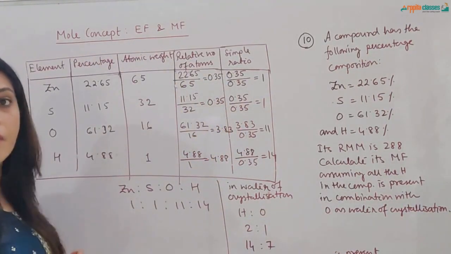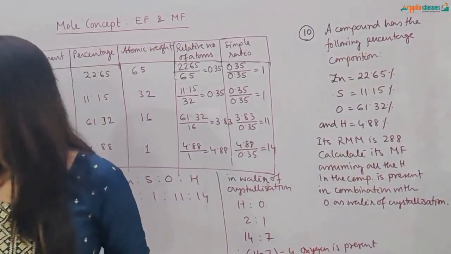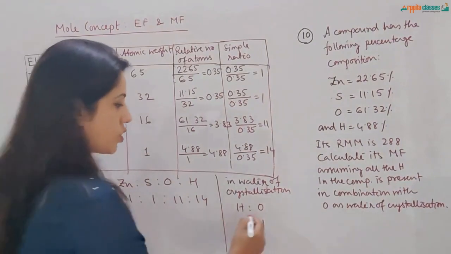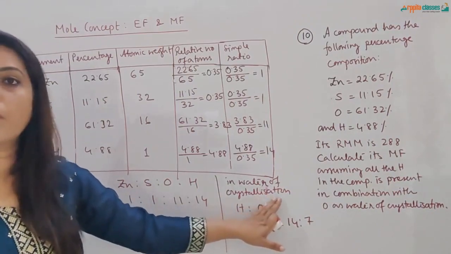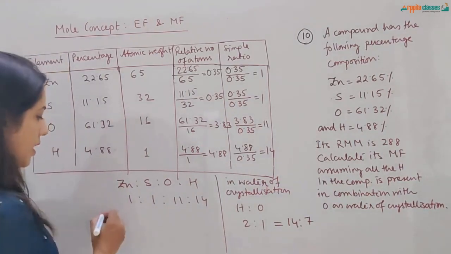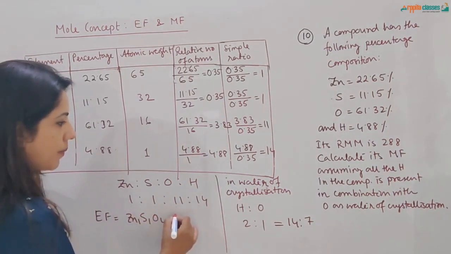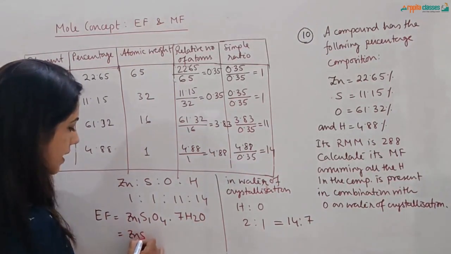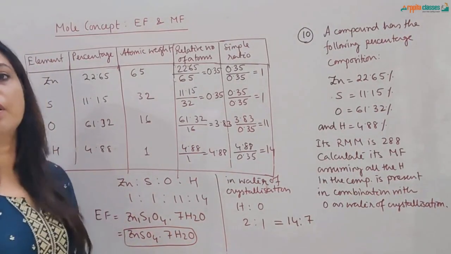Are you able to see this? This is not seen. Okay, so let me just write it here. You understood this is 2:1, so therefore it will be 14:7. So 7 oxygen is utilized for water of crystallization. The remaining 11 minus 7, 4 oxygen will be utilized for the salt. Therefore, the formula of the salt will be Zn1S1O4 dot 7H2O. 1 can be silent, so it will be ZnSO4 dot 7H2O. This is the molecular formula of the salt.